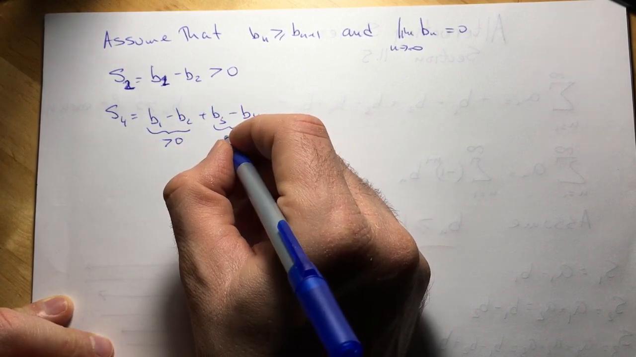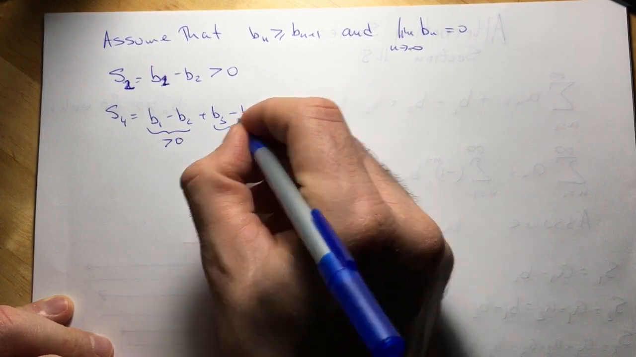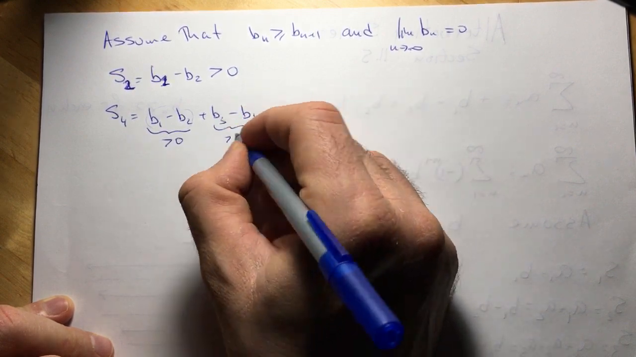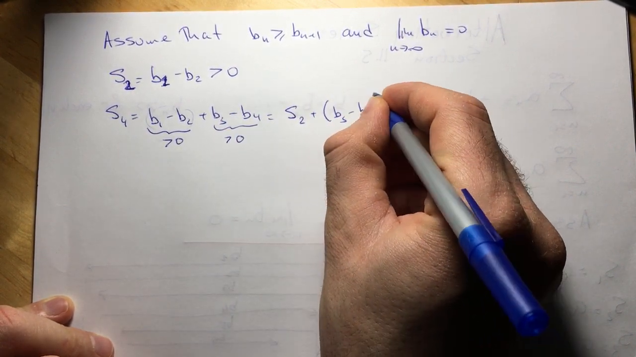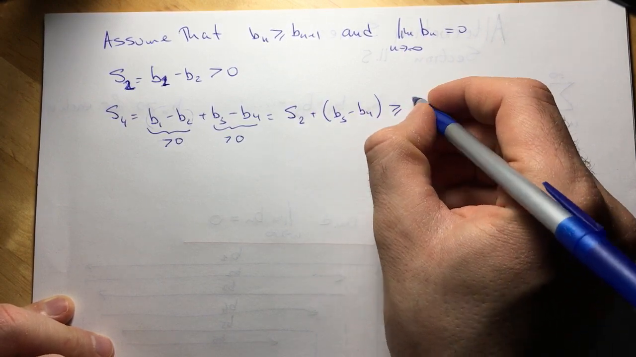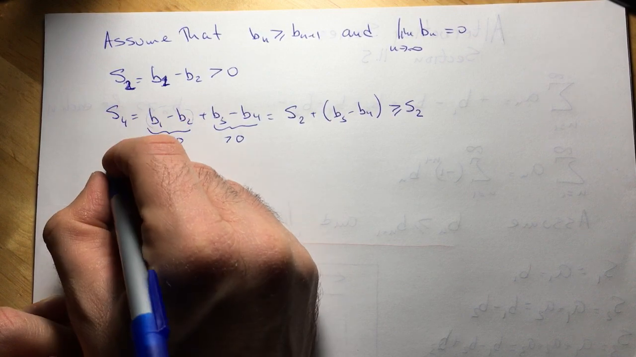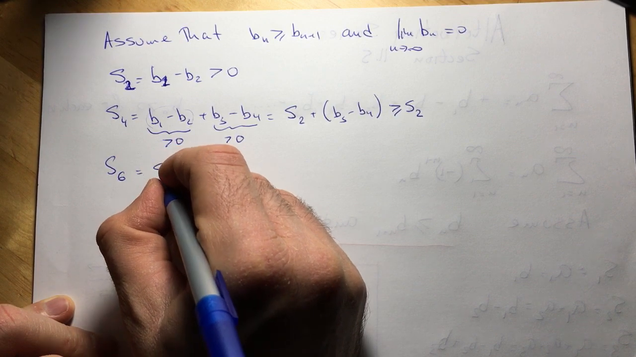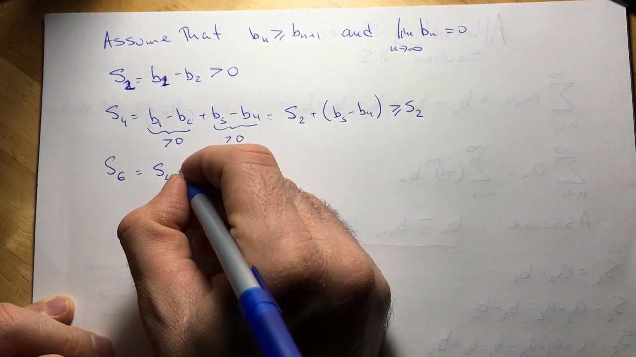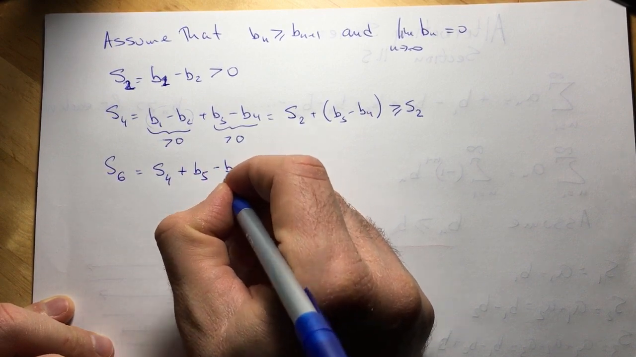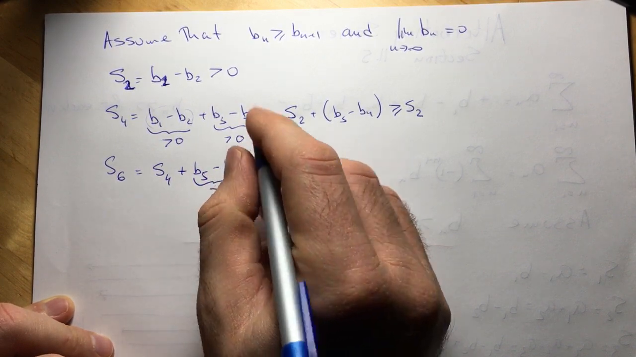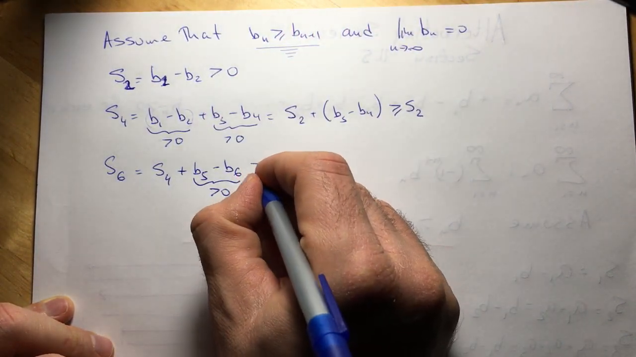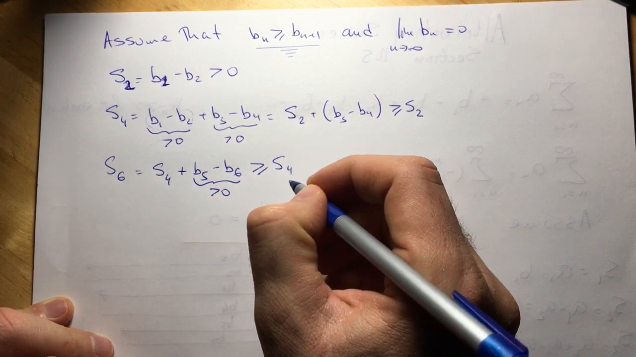This one is also positive. Moreover, this here is S2 plus something that's positive, B3 minus B4. So that will be greater or equal to S2. Okay, one more. S6 is going to be equal to S4 plus B5 minus B6. This is positive because B6 is always less than B5 by the assumption, right? So this is going to be greater or equal to S4.